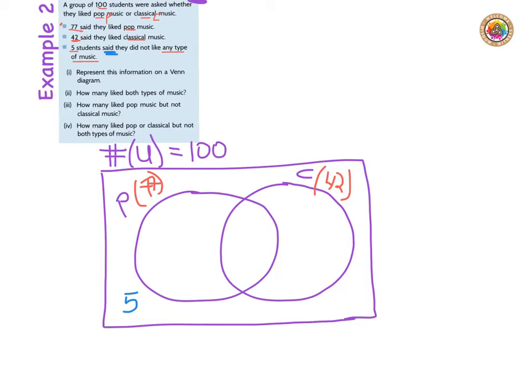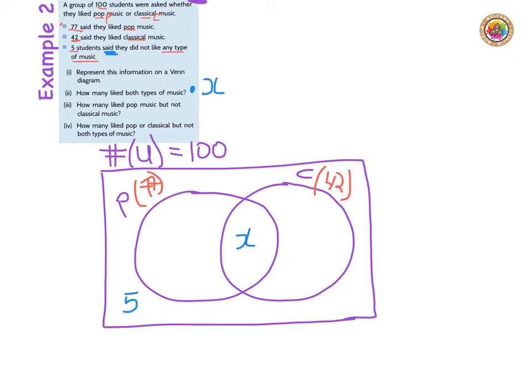Now here again, my question gives me a little bit of a clue. The first question says how many people liked both types of music, and that this time is what our unknown is, and so that's what I'm going to call X. So for both, that's the intersection, the bit in the middle, and that's what I don't know.